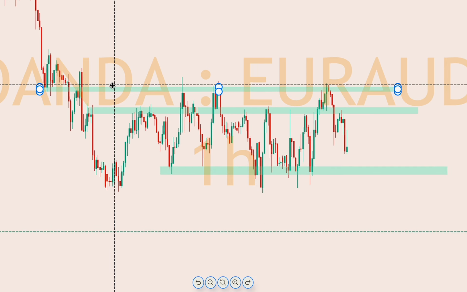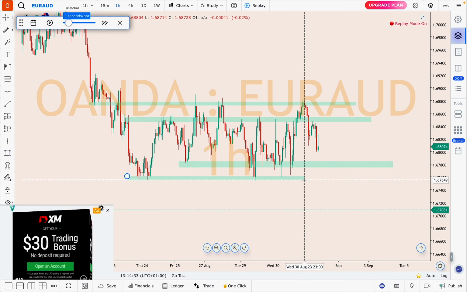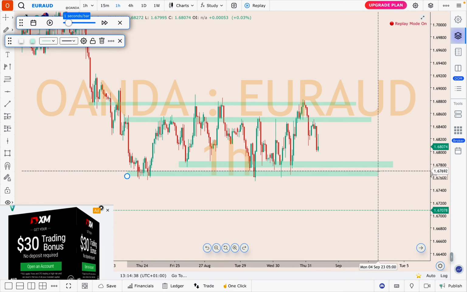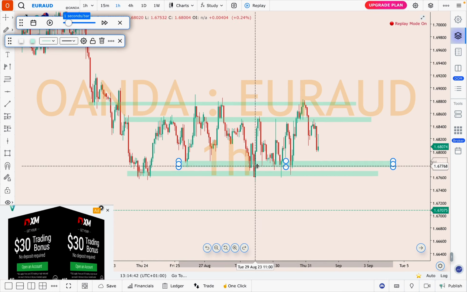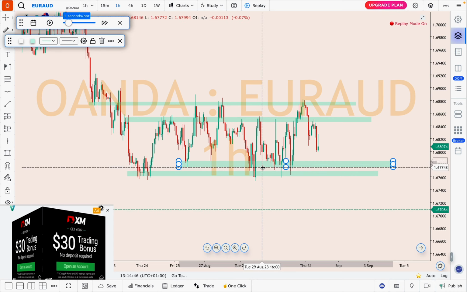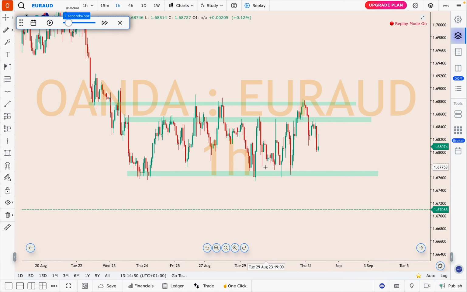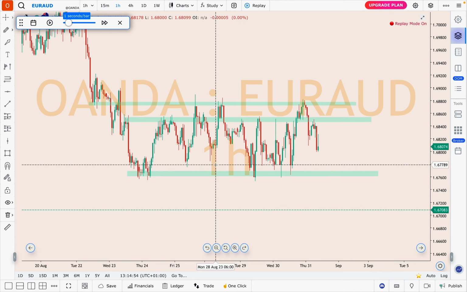But personally, I would prefer to draw my levels around here, because I believe this area to be more valid compared to that area. As you can see, price tapped out of it multiple times, and if you had your stop loss below these levels, you would have lost your money multiple times. So I like to focus more on the bigger picture and what is happening the most on the chart, the places that price respected the most, not just where it tapped around the most.